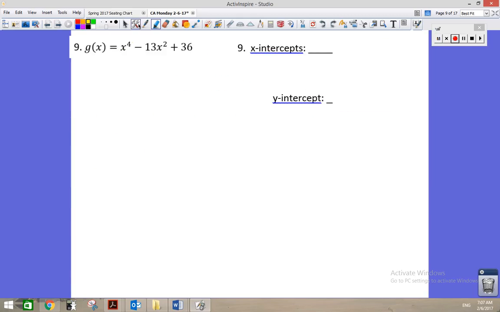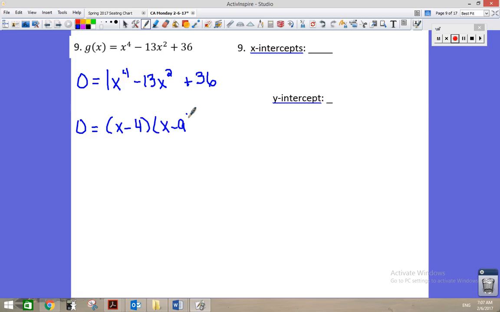Same idea. For the x-intercepts, you let y equal 0. This is called quadratic form. The degree of this middle term is half of the degree of the leading term. So we can factor this to x squared minus 4, x squared minus 9, which factors to x plus 2 times x minus 2, x plus 3 times x minus 3.